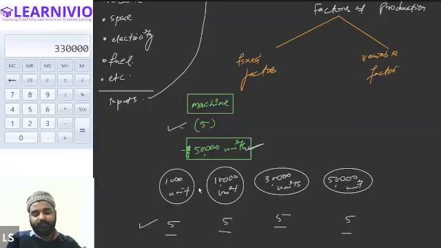So any factor that does not increase or decrease with the change in the level of output is considered a fixed factor. Is this clear? Yes, sir.